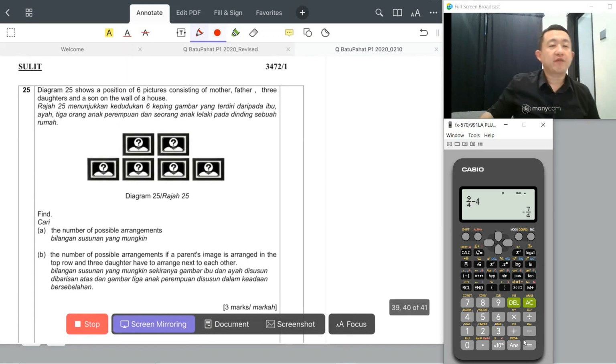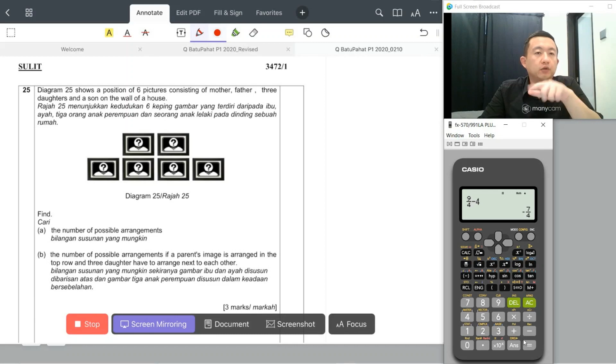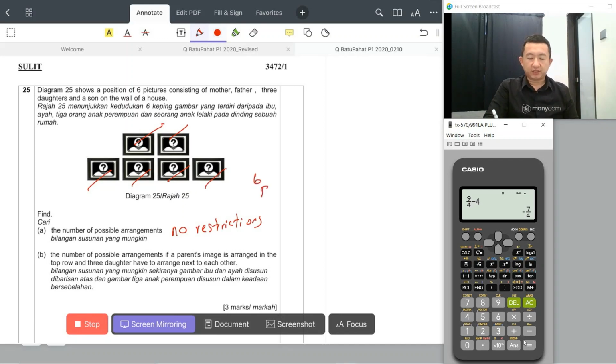Okay, diagram 25 shows a position of 6 pictures consisting of mother, father, 3 daughters, and a son on the wall of a house. So you have 2 rows, the top and the bottom. Find the number of possible arrangements. No restriction. You can arrange anyhow you want. So you have 6 empty boxes and 6 persons. 6P6, 6 factorial, you have 720. This is basically question 25A. No restrictions, so 6 factorial.